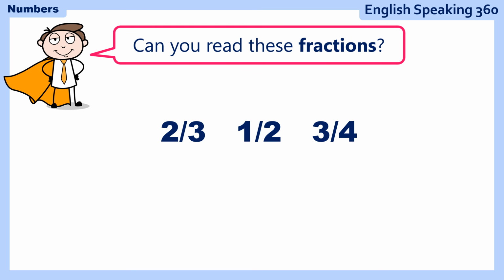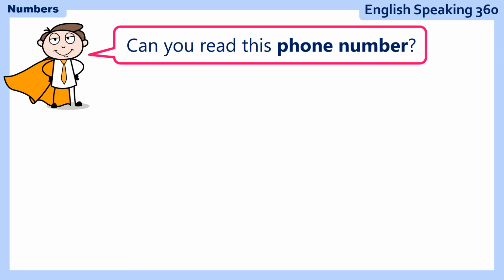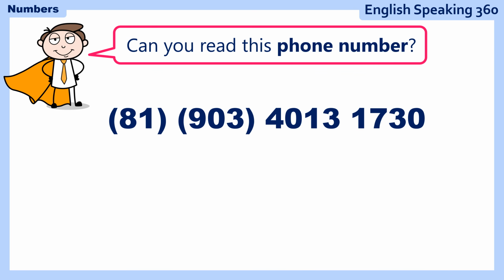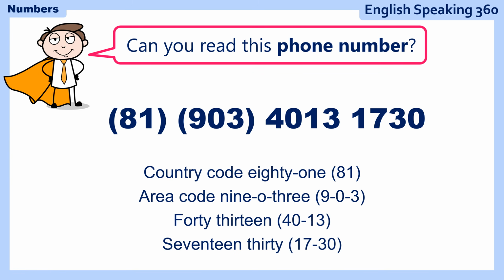Can you read these fractions? First one, 2/3. Second one, half. Last one, 3/4. Can you read this full number? Oh, it's a difficult one. Let's go together. Country code 81, area code 903, 4013, 1730.